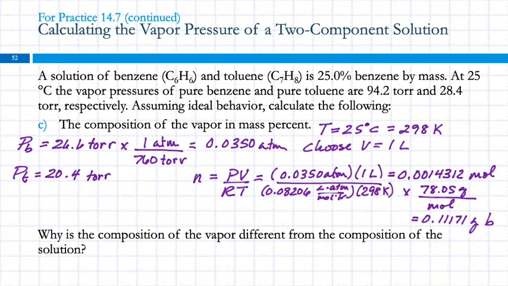So what I'm doing here is I'm choosing a volume of 1 liter. So I can calculate the moles of benzene that are in 1 liter above this solution. I use the vapor pressure and the temperature and the ideal gas constant. And I can calculate the moles of benzene, and then I use the molar mass to calculate the mass of benzene. Okay, yes?